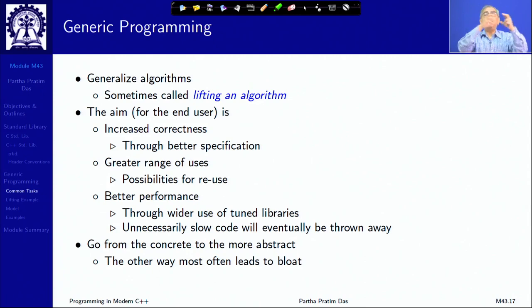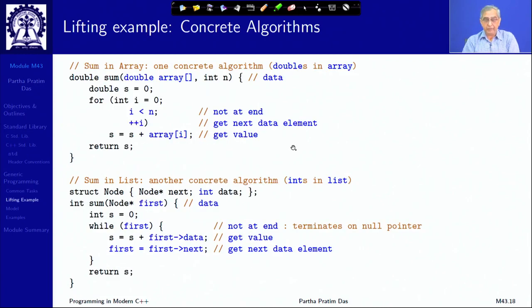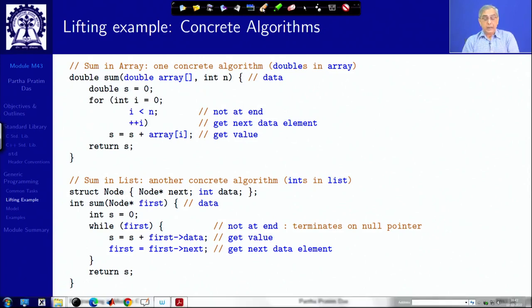Can I abstract it by just saying that it is a container where I can put an element, take out an element, check if the container is empty and so on and so forth, right. So, that is the basic idea of lifting the algorithm, and I give you an example. Suppose we are trying to add the numbers in a data structure, let the data structure be an array, right. So, that is the data given to us.